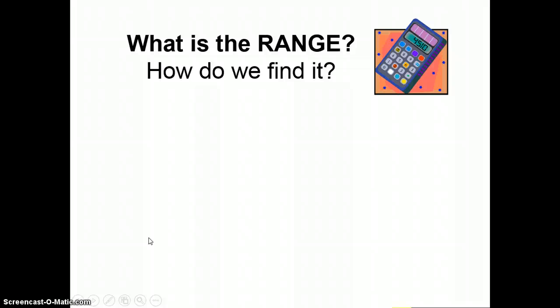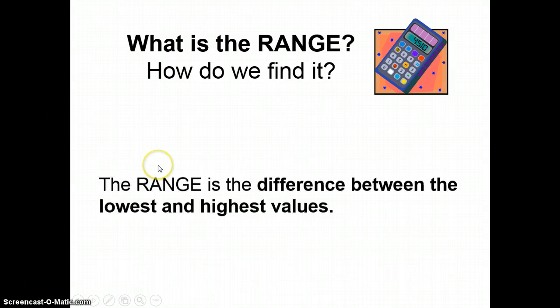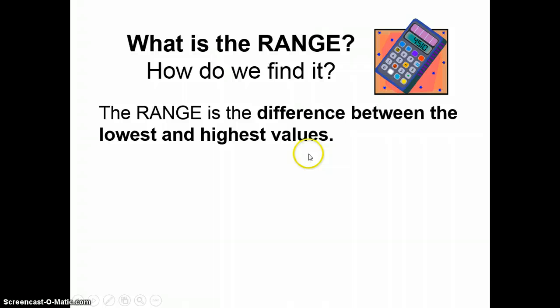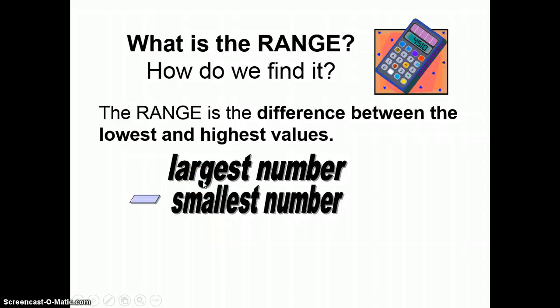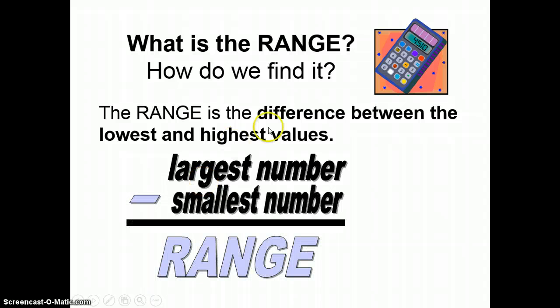All right, what is the range? The range is the difference between the lowest and the highest values. Largest number minus smallest number is your range. So I'm going to take the guy on this end and the guy over here in my data. I'm going to subtract the 2, and that's going to give me my range. Okay, it's a range, the middle of your range of values.